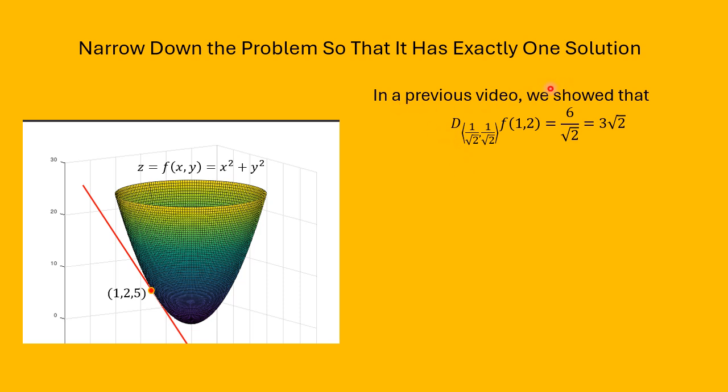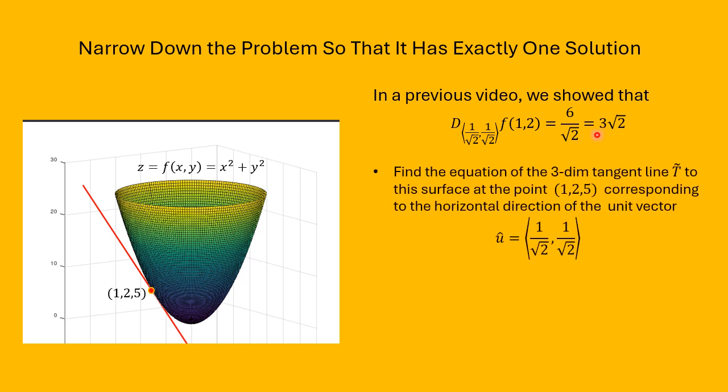In a previous video we showed that the directional derivative of f at the point (1, 2) in the direction in the xy plane, 1 over square root of 2, 1 over square root of 2, that unit vector, turns out to be 3 times the square root of 2. So we're going to specify that we're looking for the equation of the three-dimensional tangent line T to the surface at the point (1, 2, 5), corresponding to the horizontal direction of the unit vector u hat, the same as when we found the directional derivative up here in the direction u hat.